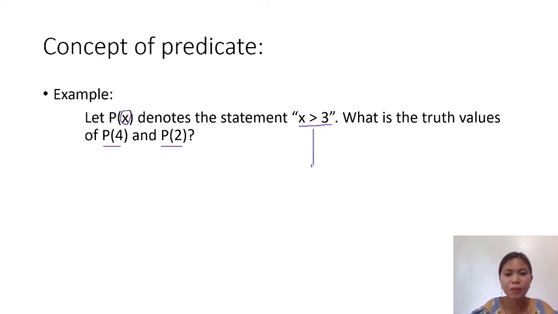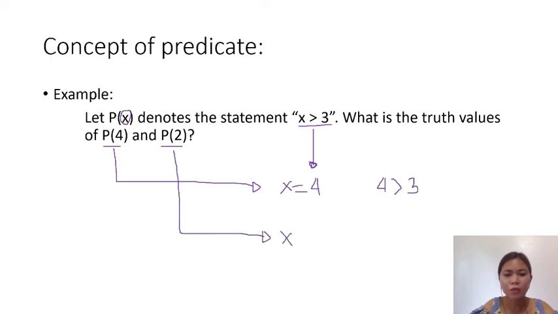Using this statement, let's assign a value to x. Accordingly, x here can be 4. Therefore, this statement will be 4 is greater than 3. That's the first example. And the second is here, I'm going to write it down. x equals 2, so let's assign x with 2. What happens here is this will be 2 is greater than 3.